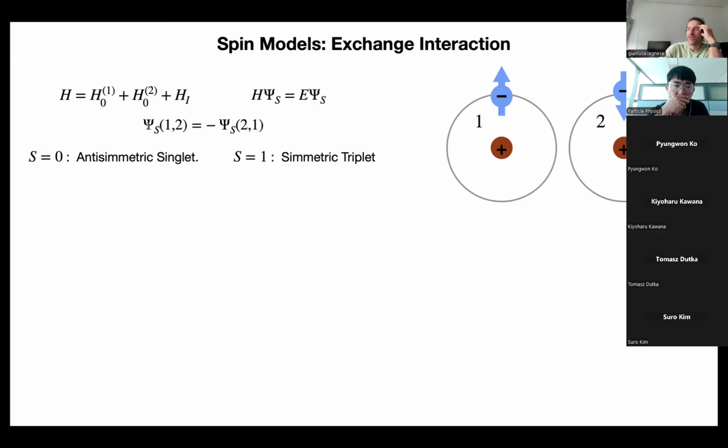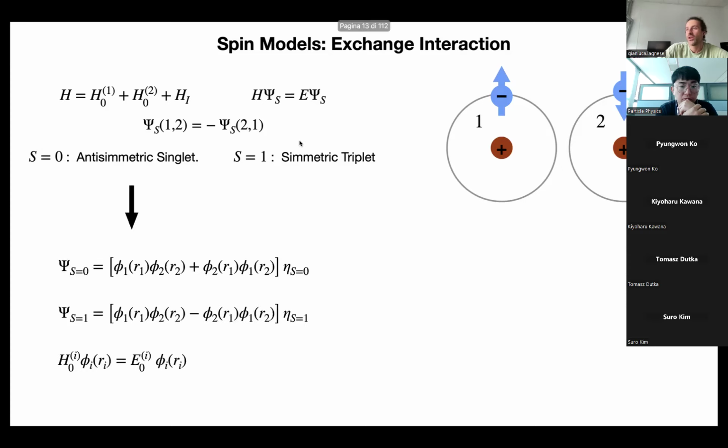But you have a constraint. Your wave function, since these are electrons, must satisfy that if you exchange the electrons, you get a minus sign because they're fermions. So this wave function encodes both the spatial and the spin configuration. And of course, S equals 0 is the antisymmetric singlet and S equals 1 is the symmetric triplet. So in order to get this property of the wave function, you need to account for the symmetry of the spatial wave function and the spin configuration.